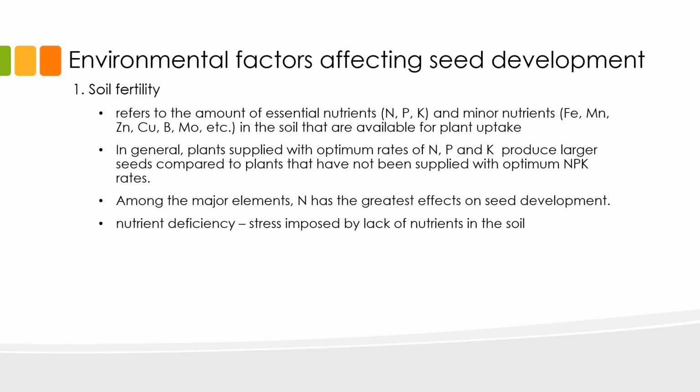Among the major elements, nitrogen has the greatest effects on seed development. Nitrogen is an important component of molecules such as DNA and amino acids, as well as chlorophyll. Chlorophyll in particular is important for plants to produce food through the process of photosynthesis. Depriving plants of nitrogen is equivalent to depriving the plant of the food necessary for seeds to develop. In general, the stress imposed on plants by the lack of nutrients in the soil is referred to as nutrient deficiency.